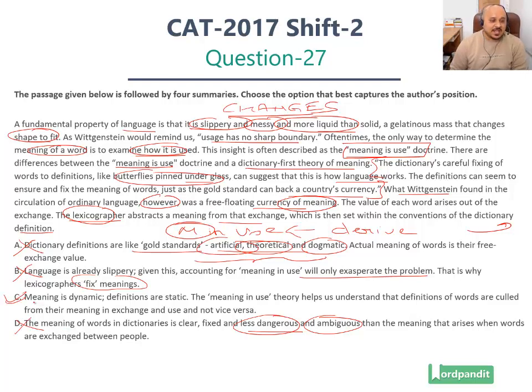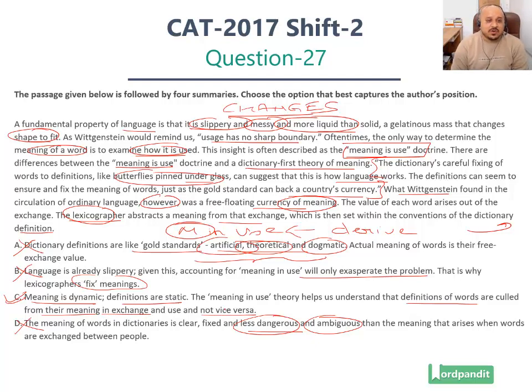Option number D completely misses out this sentiment. Option C is our correct answer. Let's analyze this. Meaning is dynamic, which is implied. Meaning in use, it changes. Definitions are static. Definitions are the ones which are put down in a dictionary. The meanings in use theory helps us understand that definitions of words are culled from their meaning in exchange and use and not vice versa. Which is what is implied in the last line of the passage.